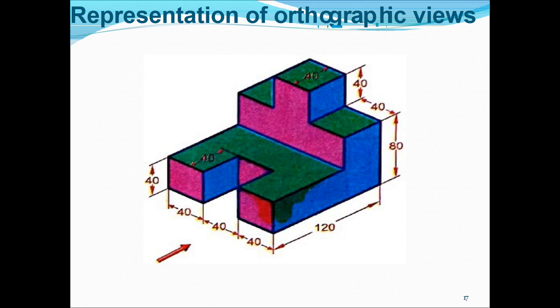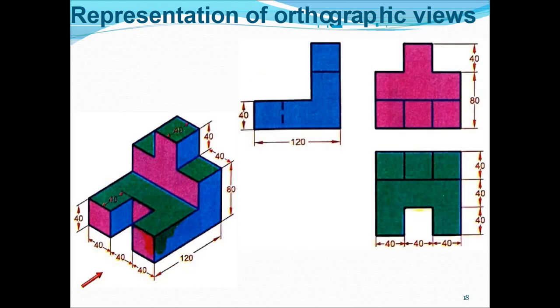Coming back to this problem, again only three colors are given. So the pink color, green color and the blue color. So in the front view pink color is visible, on the side view blue color is visible, on the top view green color is visible. So the answer for this problem is this one: front view, top view and the side view. Coming to the next problem.